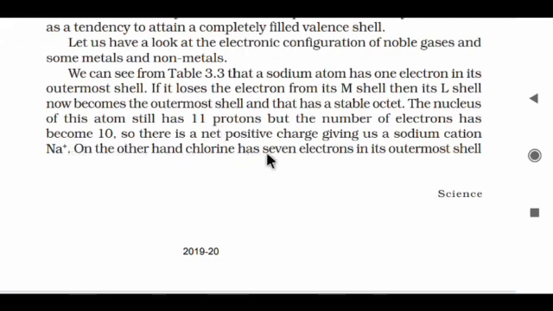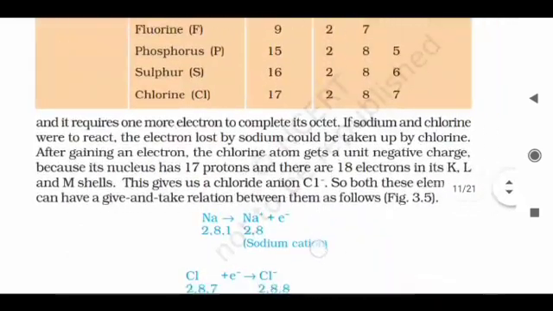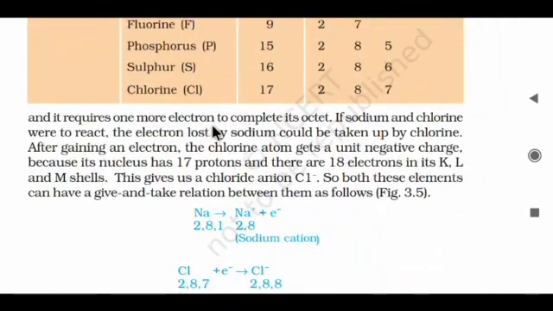On the other hand, chlorine has 7 electrons in its outermost shell, and it requires one more electron to complete its octet. So what will chlorine do? It will accept one electron. In the center of chlorine there will be 17 protons, and after accepting, chlorine will have 18 electrons, meaning one extra minus charge. That's why we can write Cl minus.